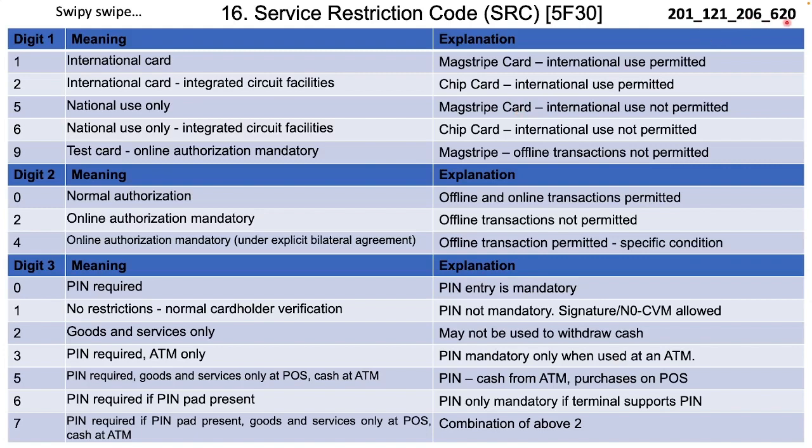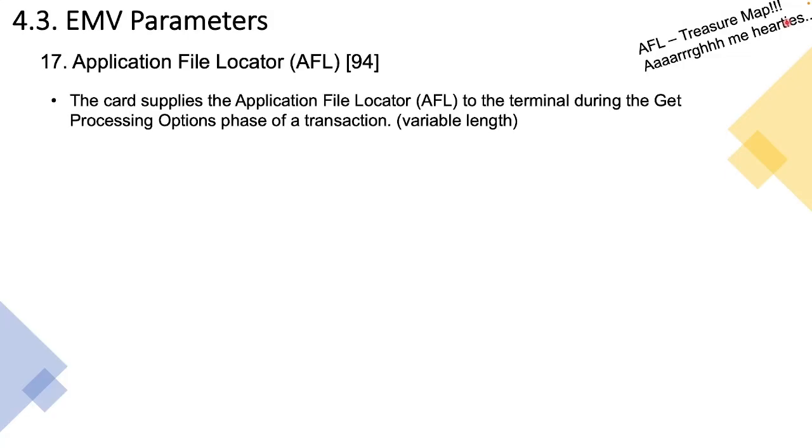All right, let's move quickly on to the next one. It's something called Application File Locator, AFL, and this is tag 94. The AFL is the equivalent of a treasure map. The card will supply the application file locator to a terminal during the get processing options phase of a transaction.